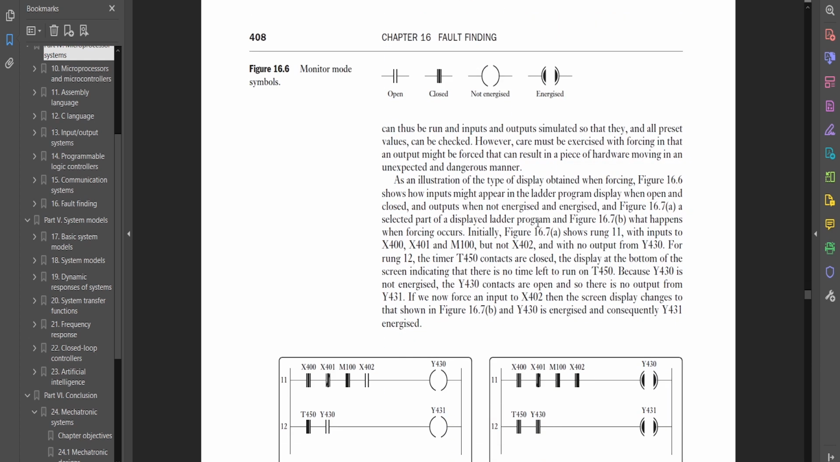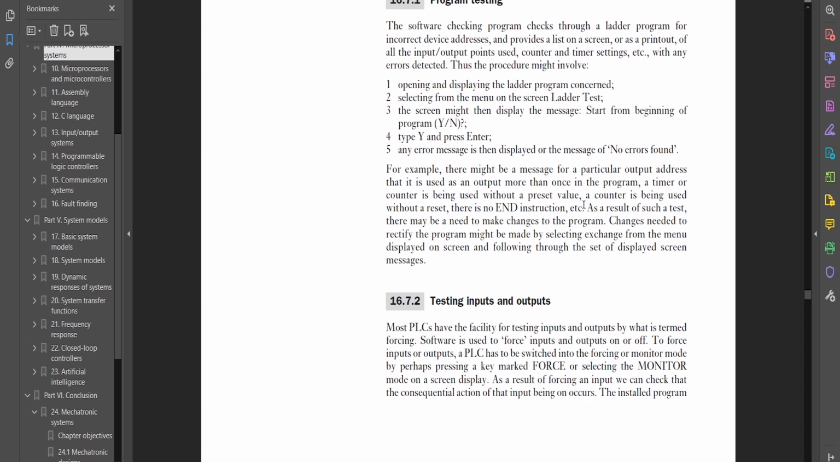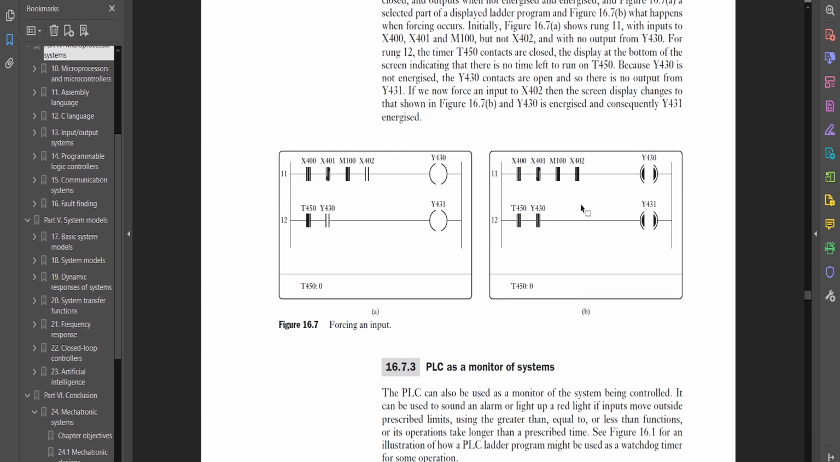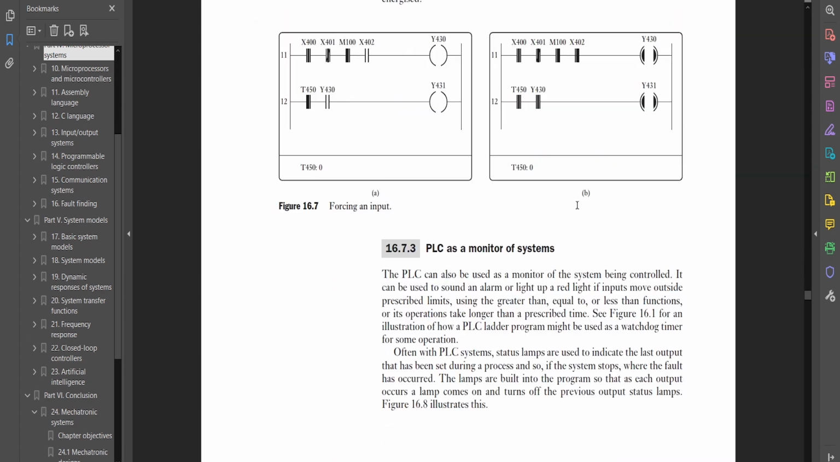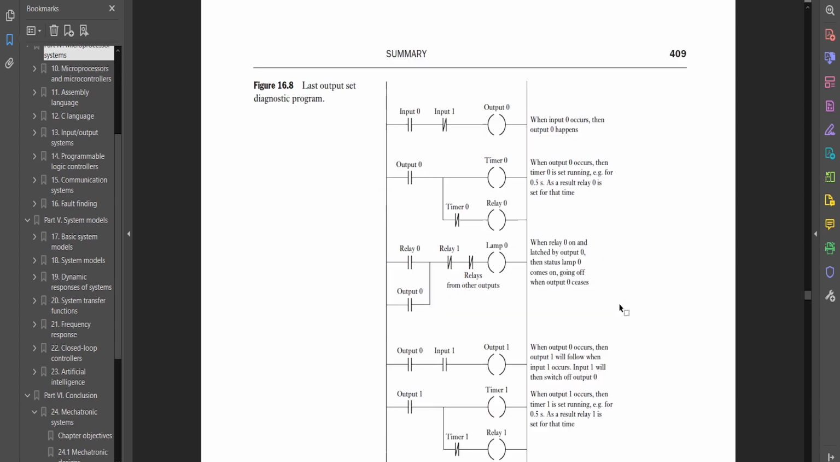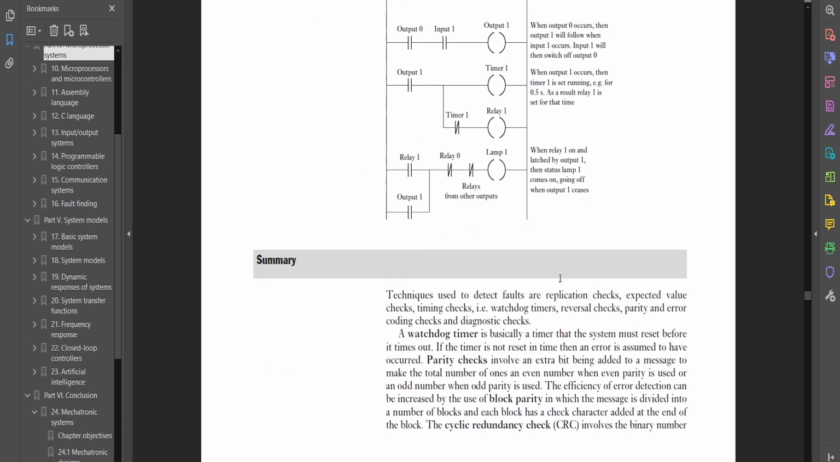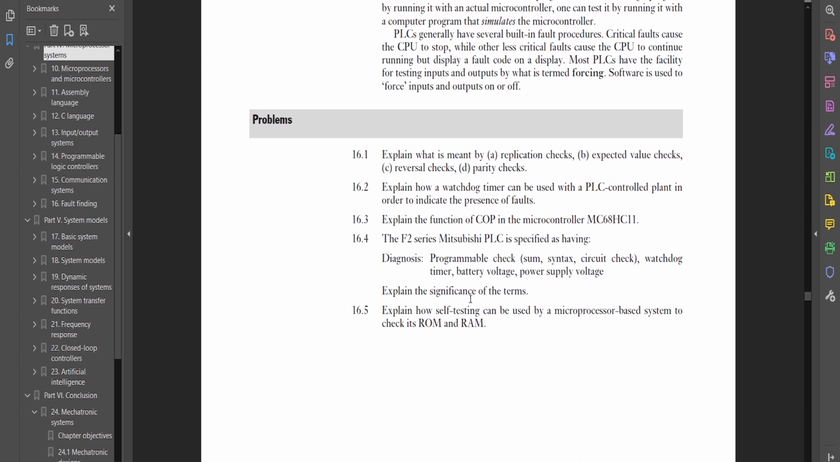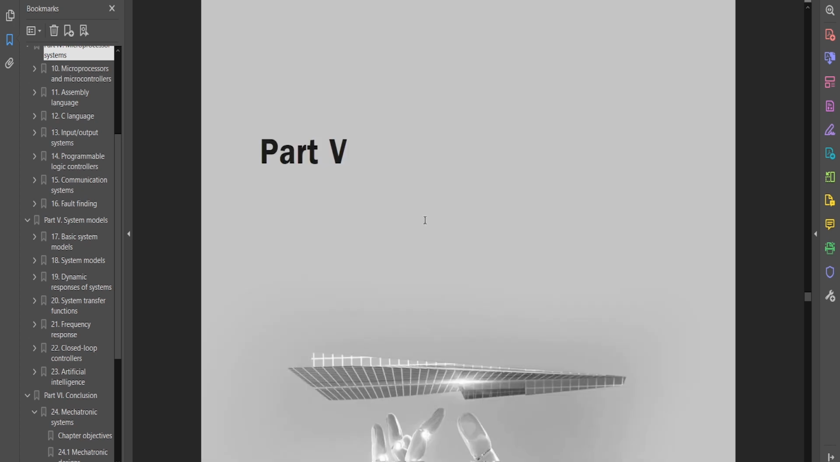Okay. Testing inputs and outputs. What's that? PLC as a monitor of systems. A PLC can also be used as a monitor of the system being controlled. Okay. Let's skip all of this. Alright, and then that looks like we're done with that chapter.